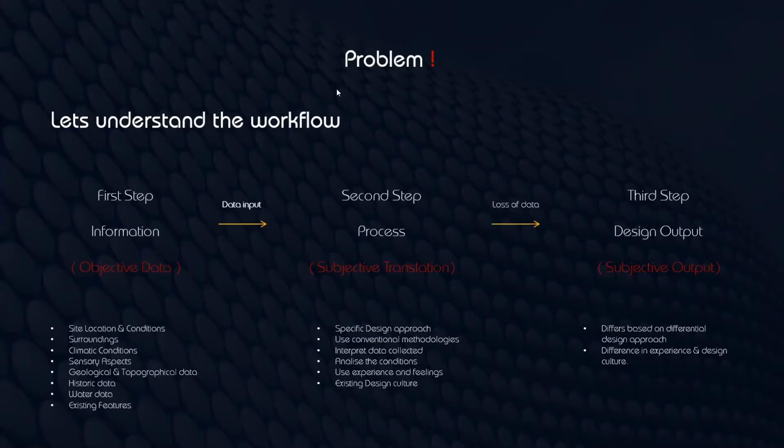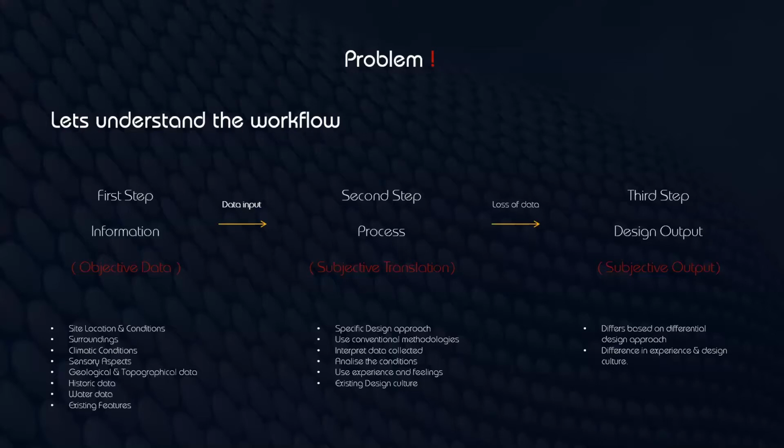So in this second step, there is a subjective translation of the objective data that we have gathered in the first step. When I say a subjective translation, I mean that we are using our existing experience and our intuitions to solve a design problem. And this gives an output based on a differential design approach, and it can differ based on experience and design culture. And there's a loss of data from the second step to the third step while we are providing this output.